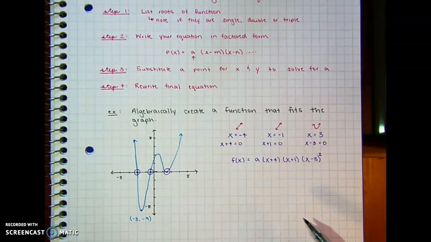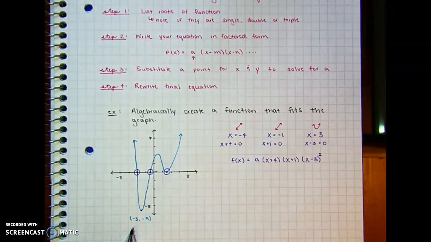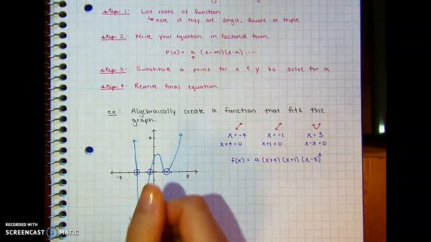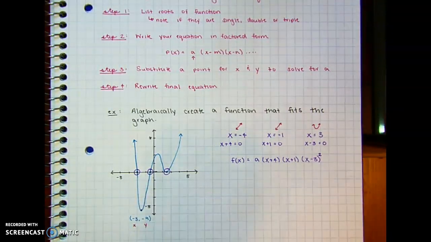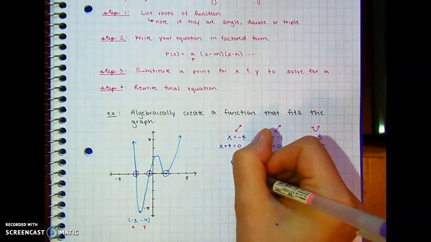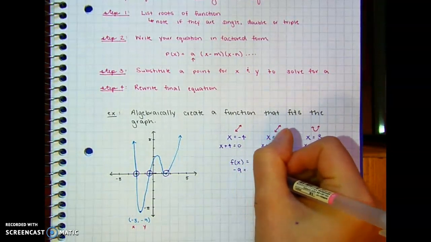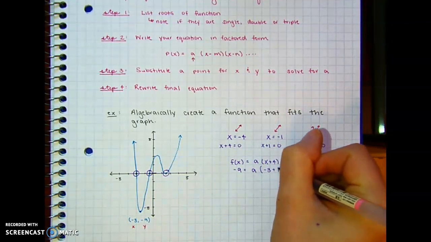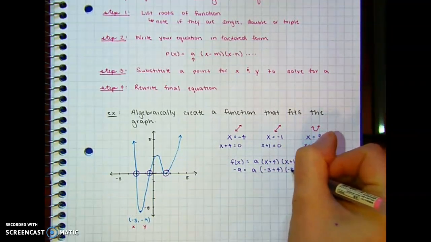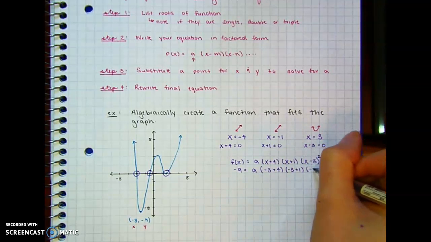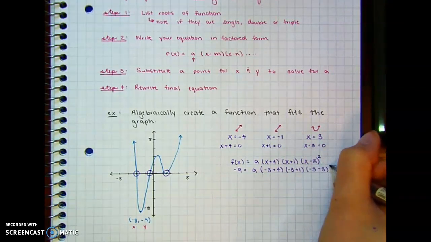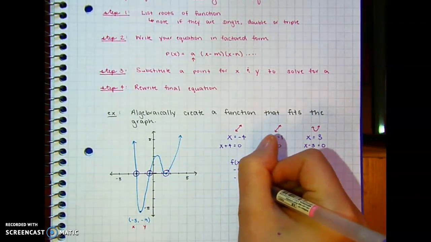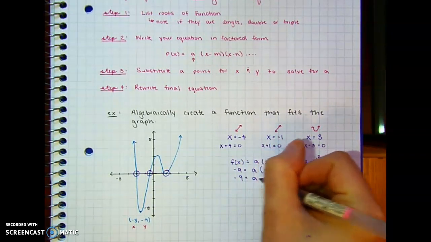Okay, so now we're on step 3, and that's why I gave you this point. We now need to substitute in the xy point and solve for a. So I'm going to replace f of x with negative 9 and x with negative 3. Please do not skip steps. You need to show algebra.